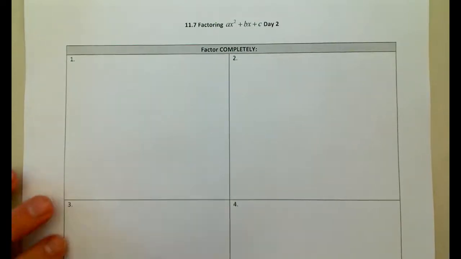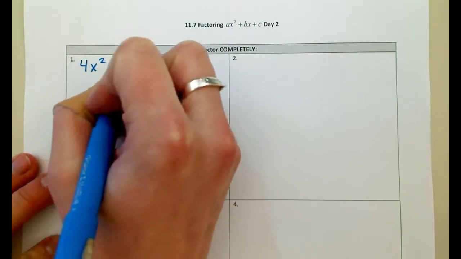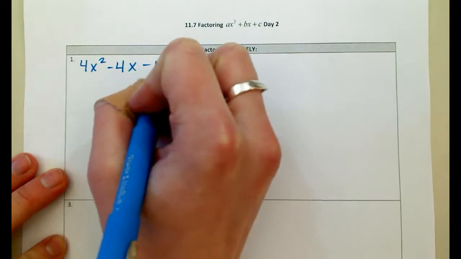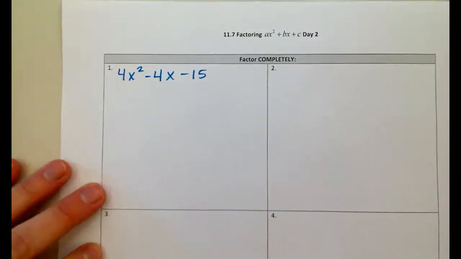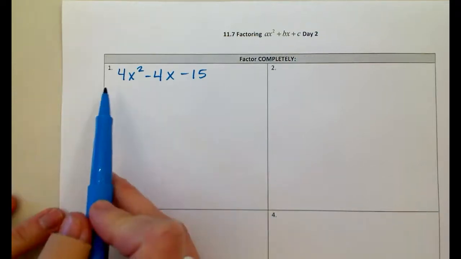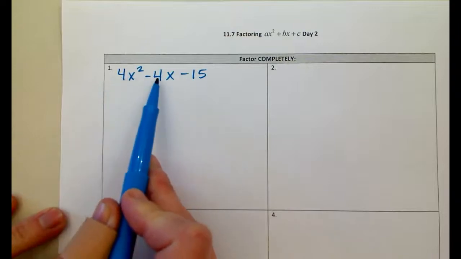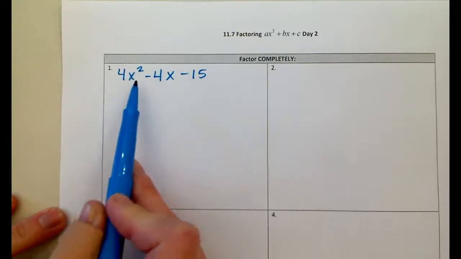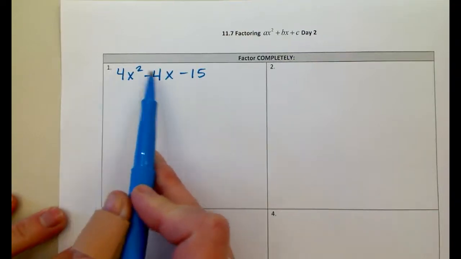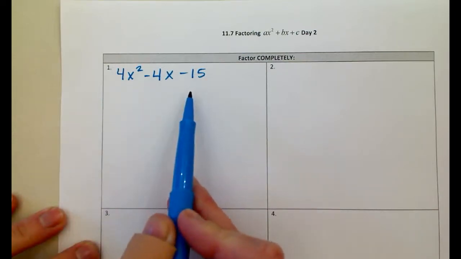Our first problem is 4x squared minus 4x minus 15. When we start this problem, once again, if you look at your little graphic organizer, you always check for GCF first. Looking through my numbers here, there is no number that goes into both 4 and 15 evenly, and there's only 2 x's, 1 x, and no x's. So we do not have a GCF for this problem.